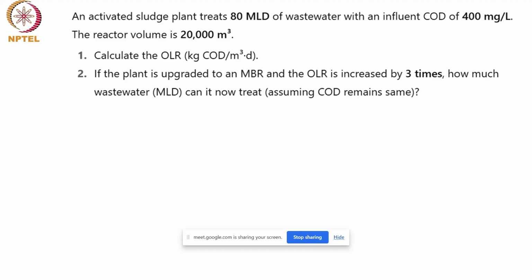And then for the second one, we have to find Q nu. And for the second one, case 2, the OLR is OLR nu.